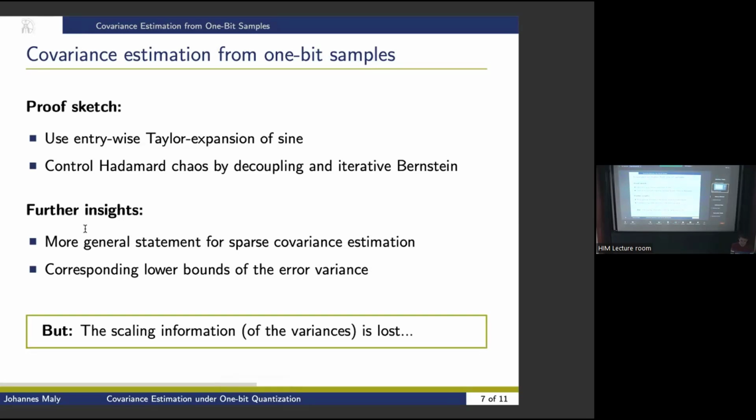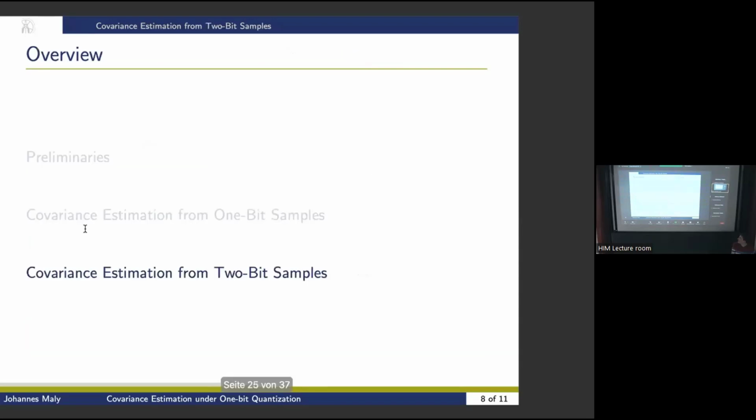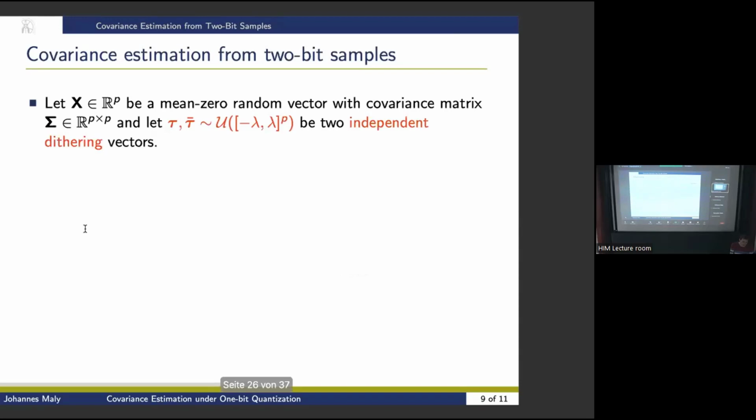Now, the problem is, in this simple model, the scaling information is lost. And if you're interested in covariance matrix estimation, you would like to get also the information if there are variances that are not equal to 1. And since for this we didn't find a way if we only use 1 bit, we increase the number of observation bits per sample to 2 bits. And this we did in a way that is well known in engineering literature as well, but, to the best of our knowledge, hasn't been used in the context of covariance estimation so far.